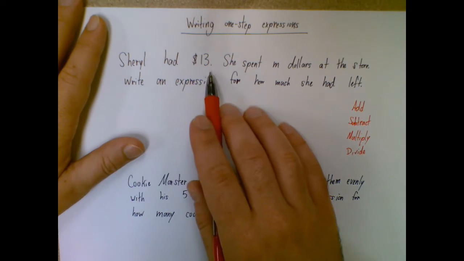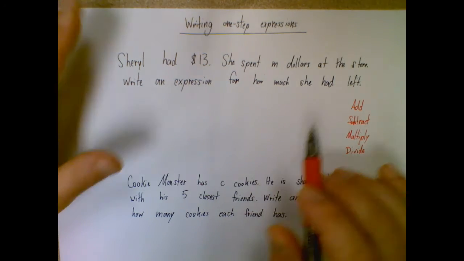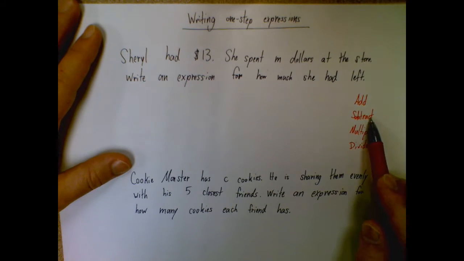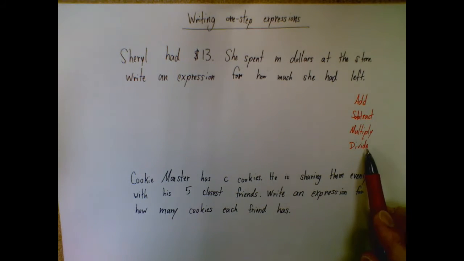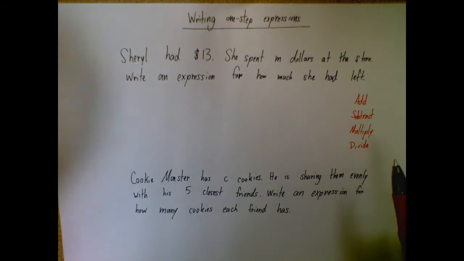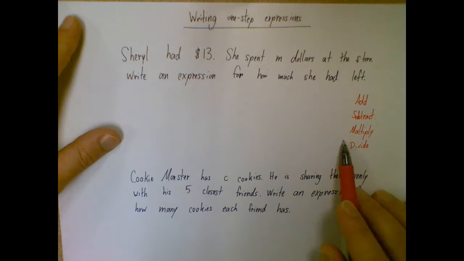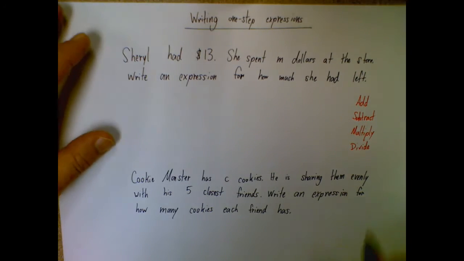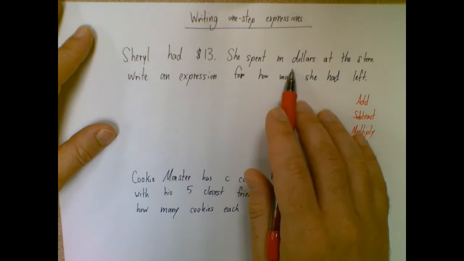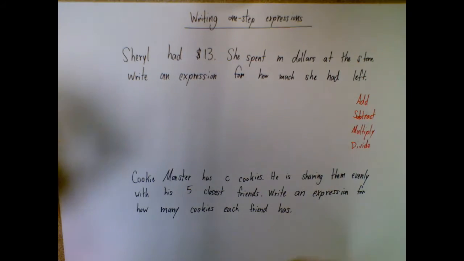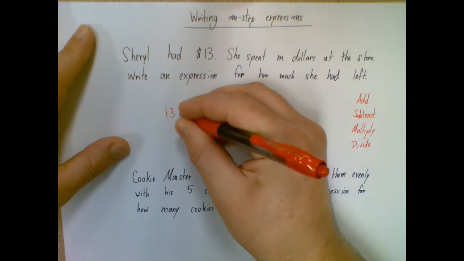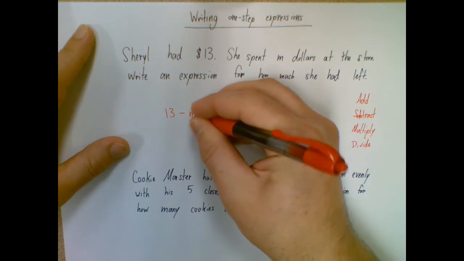So Cheryl had $13. If she spent money, is she going to end up with more or less? Obviously less, because she's spending it. So we're either going to have subtraction or division. To figure out which one it is, we're going to say, is it a straight deduction? Is she just taking away a certain amount of money? Or is she splitting it into multiple pieces, which would be division? So looking at this, she had $13. She spent M dollars. That's just a straight takeaway. That's going to be subtraction. So 13 minus, she spent M dollars, so M.